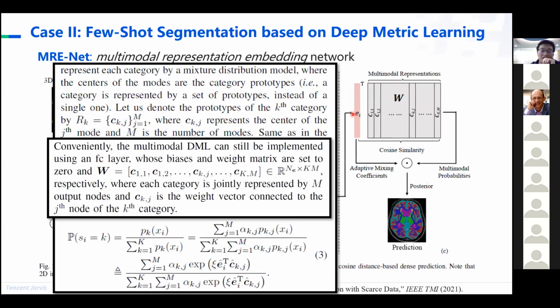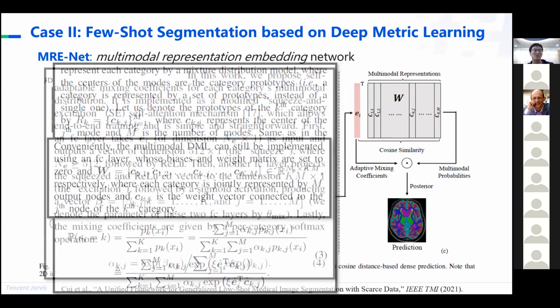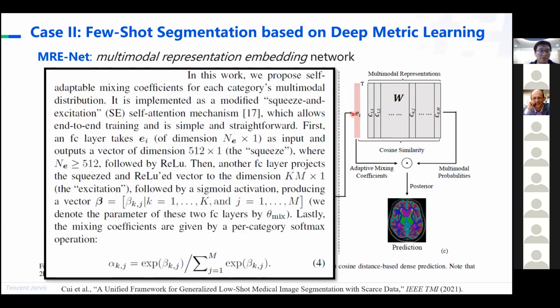Okay, now the question is how to set up the mixing coefficients. An intuitive way is to simply average all the different individual probabilities. However, in this work, we propose self-adaptable mixing coefficients for each category's multimodal distribution. I will not jump into the details, but we use a modified squeeze and excitation module to output the class-specific mixing coefficients for each mode of each class.